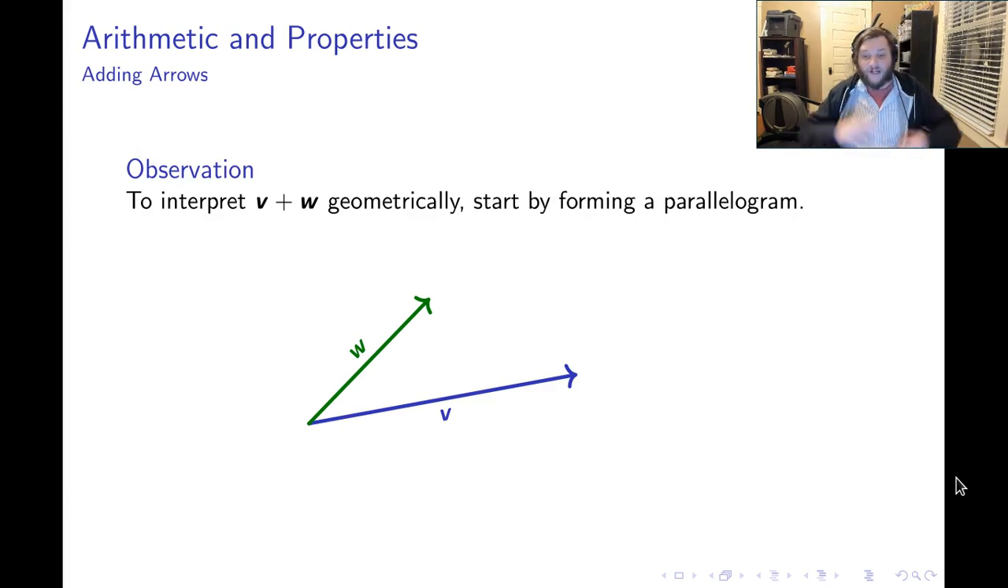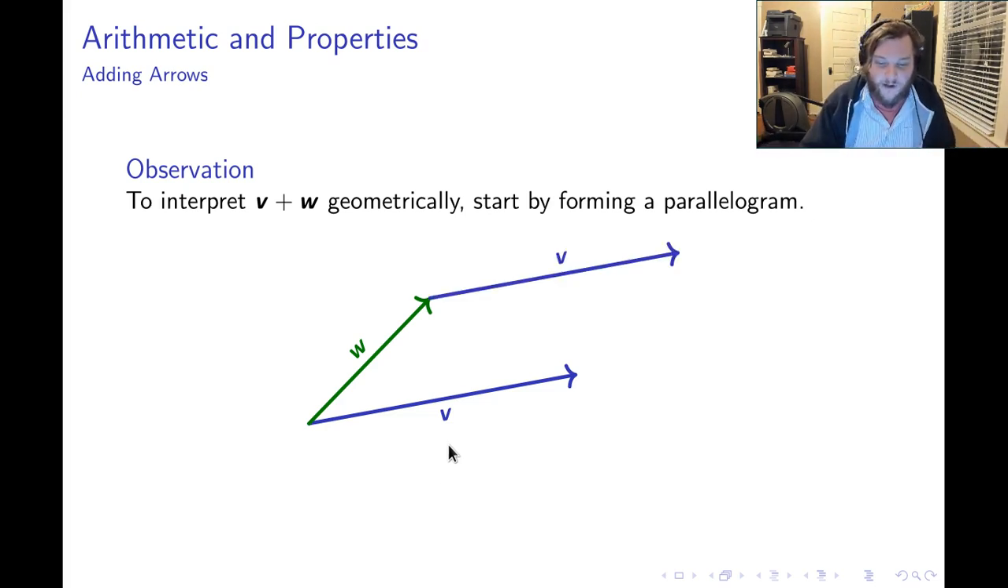What about addition? This one's my favorite. So let's say we want to interpret v plus w geometrically. Well, the first thing we do is we start with our vectors v and w, and then we form a parallelogram from these vectors. Remember, vectors don't inherently care about location, so you can replicate the same vector wherever you want.